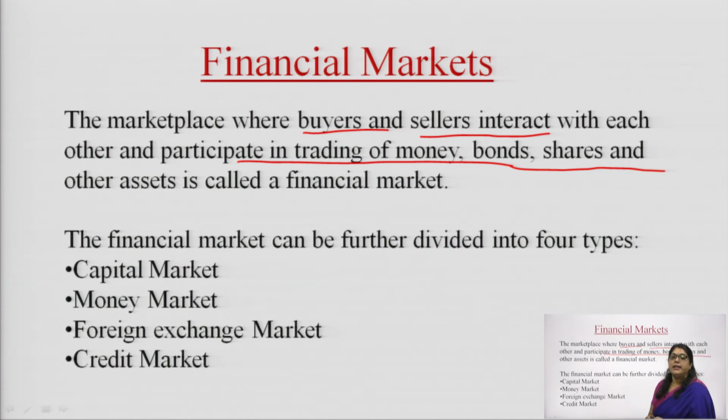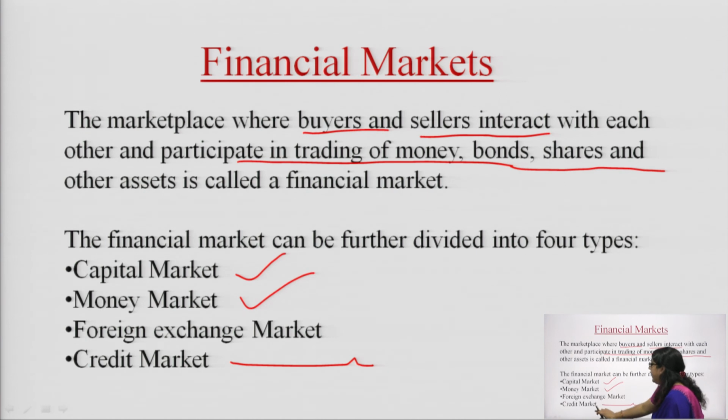The financial market can be further divided like this: there is the capital market, money market, foreign exchange market and the credit market. These markets are divided on the basis of the requirement of funds, when you need long term or short term funding, when you are looking for foreign exchange, and when we are looking for a loan. On the basis of these requirements, the financial market has been divided.